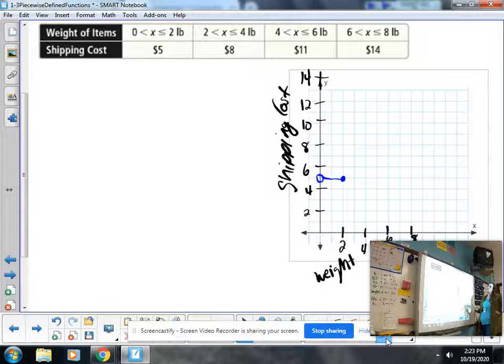So now I have my next region. From 2 to 4, it's going to be $8. But at 2, again, that's my open dot because I'm not actually going to be paying $8 at 2. But the very next weight above 2, I would be paying $8. So I have to represent that I'm starting at 2, and we can do that with an open dot. And that's going to go the whole way until a shipping weight of 4 pounds.